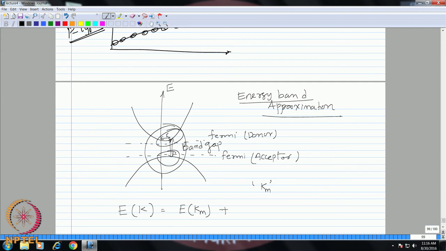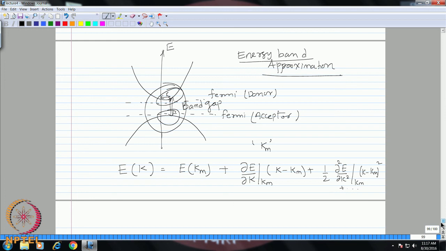How do you expand in the Taylor series? You have the derivative of this at km times k minus km, plus you have half of d square E by dk square at km into k minus km square, plus higher order terms. So, this is the Taylor series to the second order approximation.